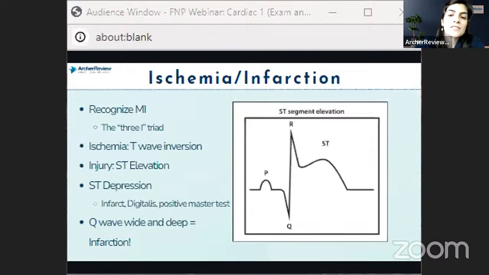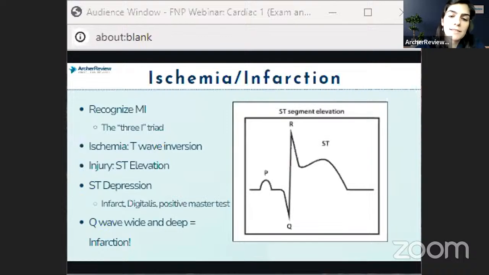Ischemia is just reduced blood flow or poor blood supply to an area, and you're going to see that most likely in an inverted T wave. An ST elevation is going to be an acute or recent infarct. So an ST elevation means something's happening in that moment, acutely. An ST depression can also indicate a different type of infarct. It could be digitalis. So you want to look for both ST elevation and depression, but basically infarction means there's no electrical impulse. Those are dead cells and they cannot depolarize normally.